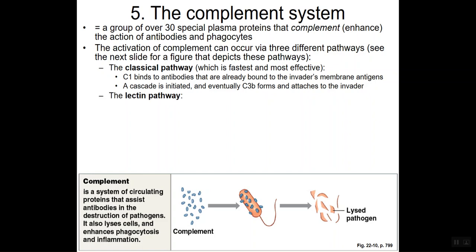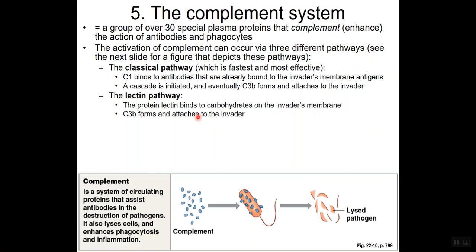The lectin pathway, as you might guess, begins with a protein called lectin. Lectin can recognize certain carbs that are in, for example, types of bacteria that are kind of unique to bacteria. And so when lectin binds to those, you kick off a little bit of a pathway, and the end result is once again C3b. You'll see a theme here.